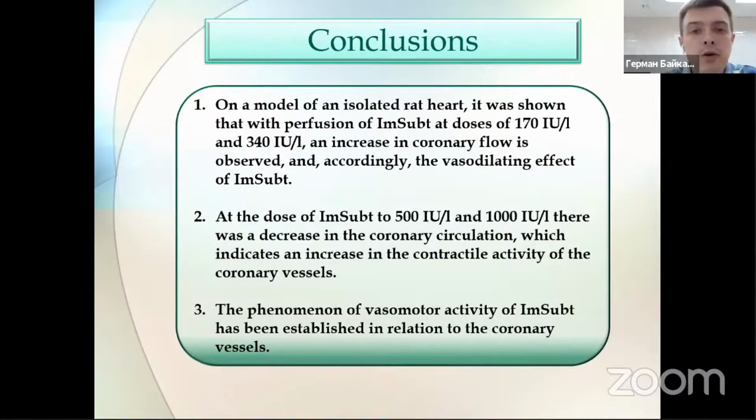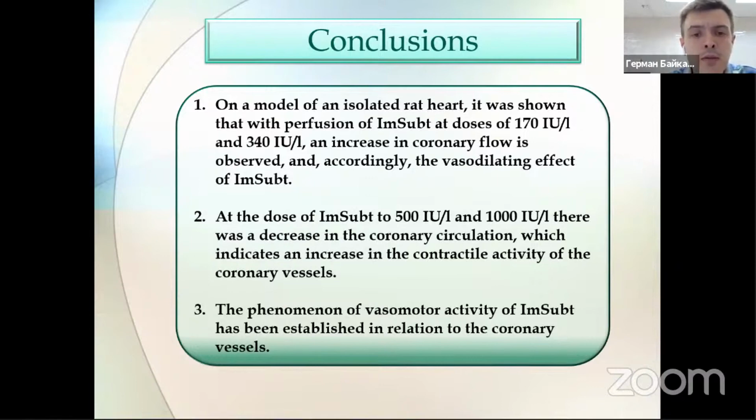Conclusions. On a model of an isolated rat heart, it was shown that with the perfusion of immobilized subtilisins at doses of 170 and 340, an increase in coronary flow is observed, and accordingly the vasodilating effect of immobilized subtilisin.